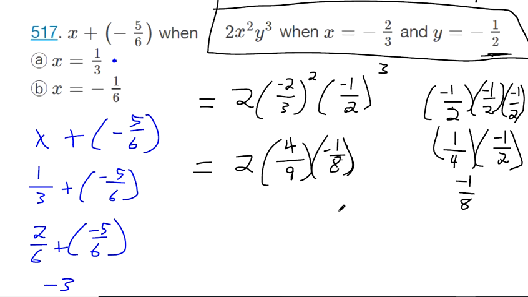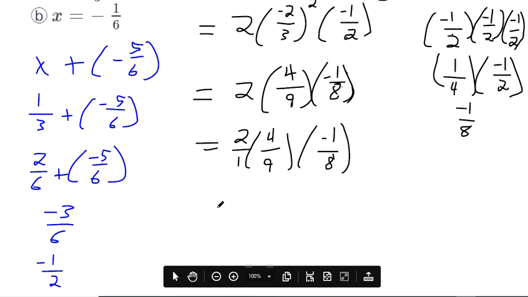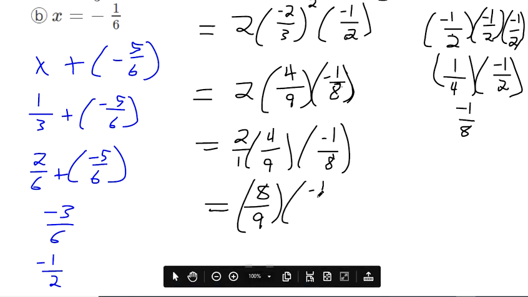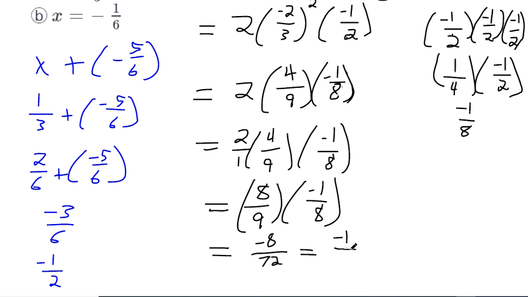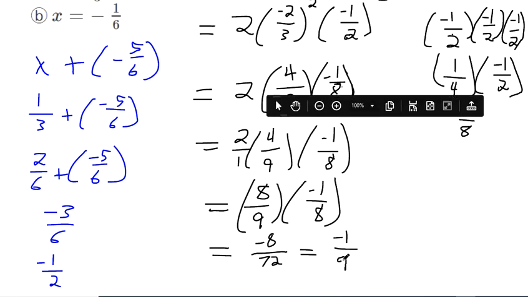And so to keep simplifying here, let's change this into a fraction just to make things easier on the eyes. Let's multiply these first two. 2/1 times 4/9. Just multiply straight across the top and straight across the bottom. And then again, if you want to multiply straight across the top, 8 times negative 1 makes negative 8. 9 times 8 makes 72. And then we can simplify because I think the top and the bottom are both divisible by 8. And they are. Negative 8 divided by 8 makes negative 1. 72 divided by 8 makes 9. There we go.